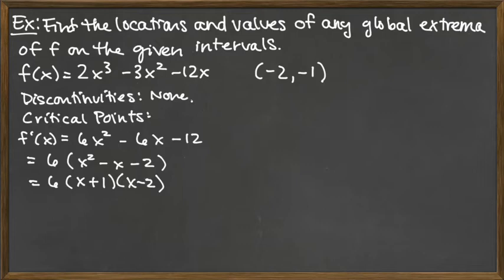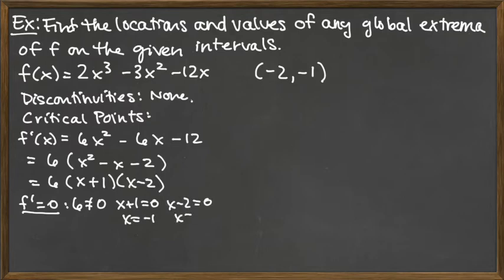Okay, so we've got this factorization now, and so to get critical points, we're looking at where f prime is undefined and where it is equal to 0. Well, the factor 6 gives us nothing because there's no x there. 6 never is equal to 0. But the x plus 1 is equal to 0 at x equals -1, and the x minus 2 is equal to 0 at x equals 2. And then, like we mentioned before, f prime undefined is never.